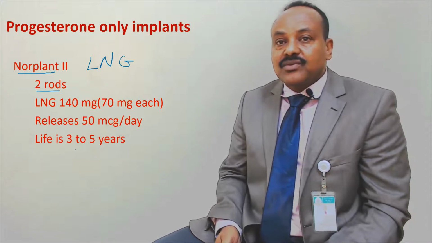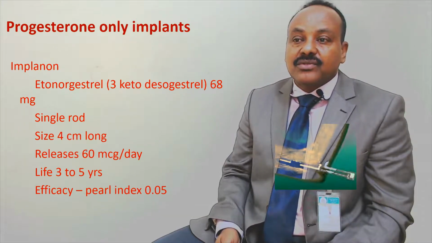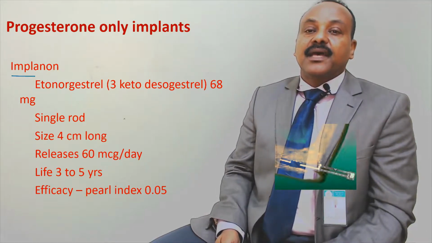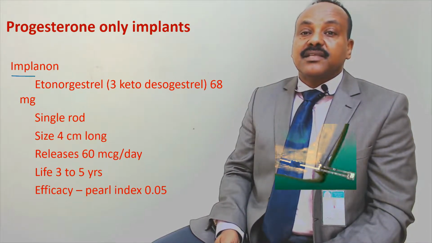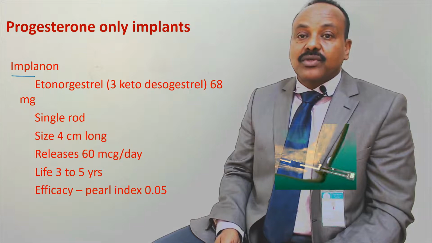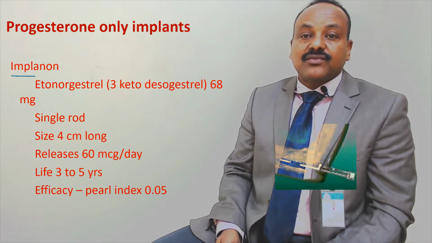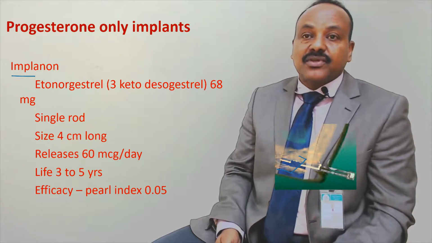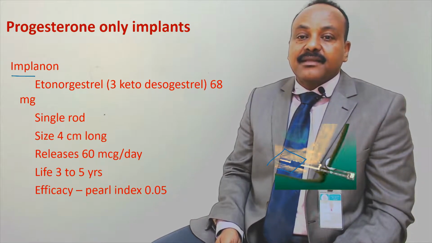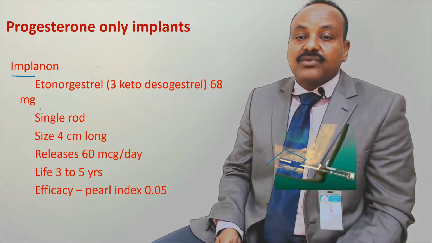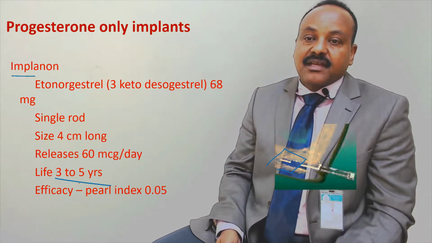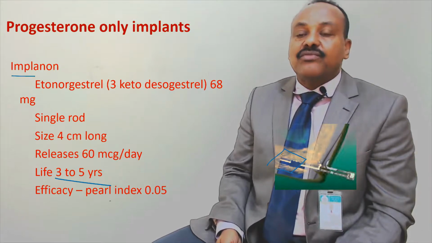Another type is called Implanon. This also is a rod inserted, as you see in the picture, a single rod, not like Norplant with 2 rods. This is a single rod, size 4 centimeter. It releases progesterone constantly, and it lasts for 3 to 5 years. It gives protection for 3 to 5 years, and efficacy is 0.05.